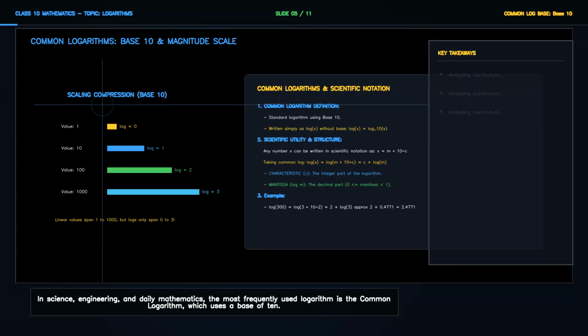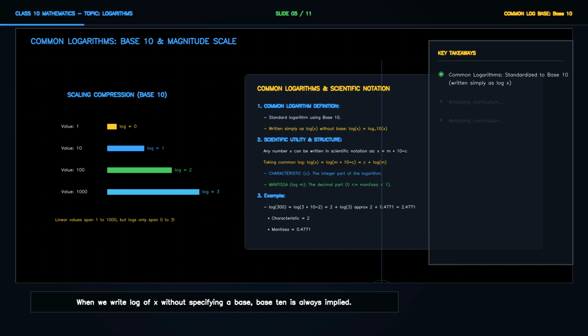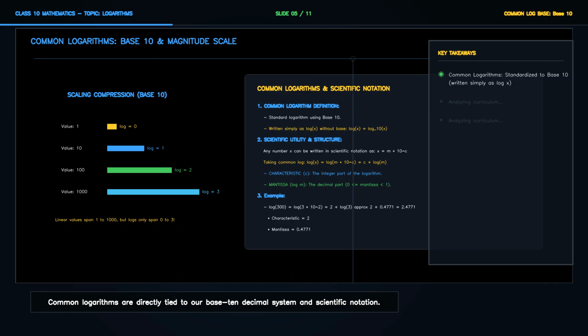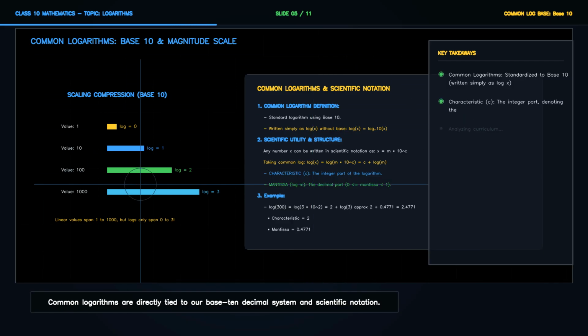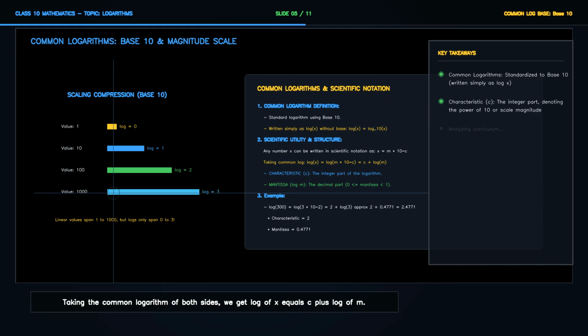In science, engineering, and daily mathematics, the most frequently used logarithm is the common logarithm, which uses a base of 10. When we write log of x without specifying a base, 10 is always implied. Common logarithms are directly tied to our base 10 decimal system and scientific notation. Every positive number x can be written in scientific notation as a mantissa m between 1 and 10, multiplied by 10 raised to an integer power c.